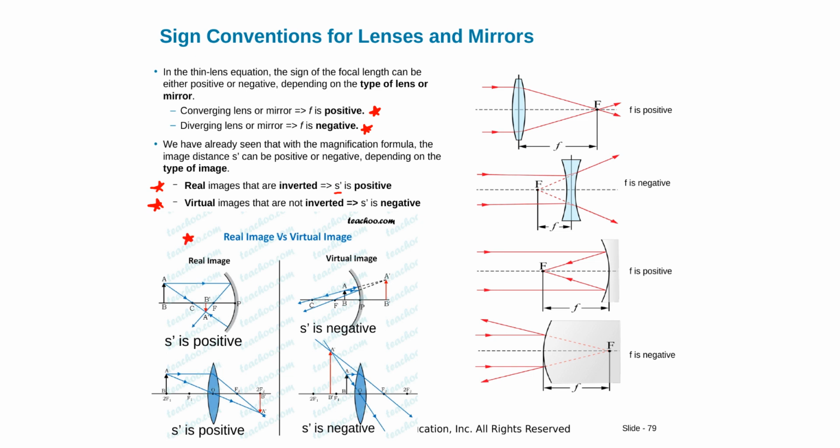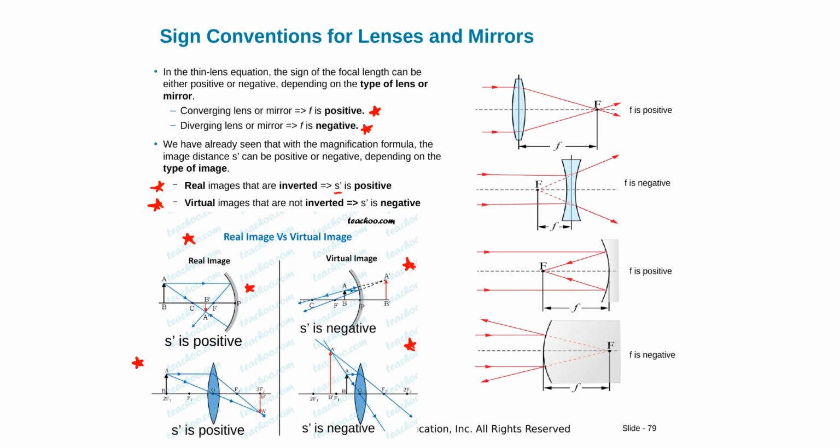This figure here nicely summarizes it. Real image, S prime positive: this is a convergent mirror. Real image, S prime positive: convergent lens. Virtual image: this is a divergent mirror, and a virtual image for a convergent lens. If we have a virtual image, S prime is negative. For a divergent lens, we also always have a virtual image, negative distance.